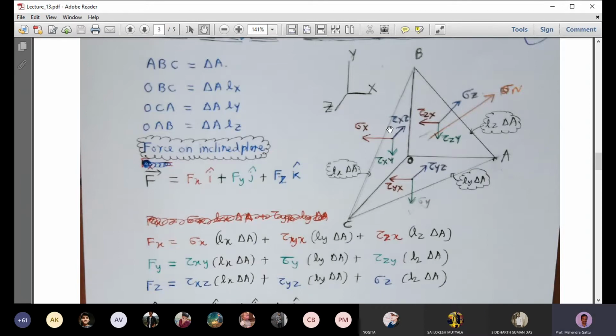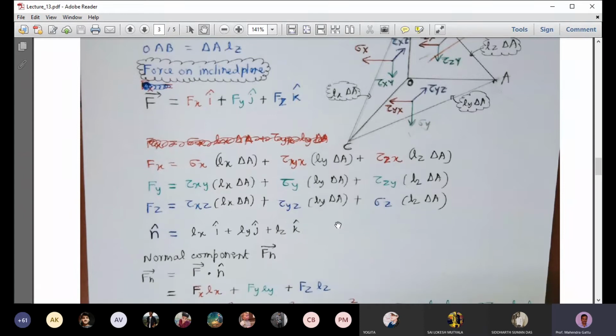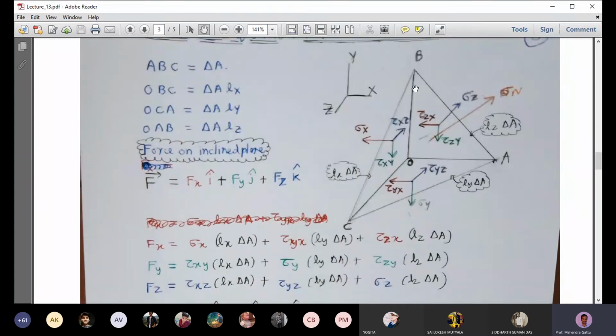And the inclined plane is given by ABC, and this inclined plane has a normal and a tangential direction. So the normal direction is denoted by n hat, and the n hat is given by these quantities: Lx i cap plus Ly j cap plus Lz k cap. What else is given? Yeah, we are given the area of the inclined plane ABC, which is delta A.